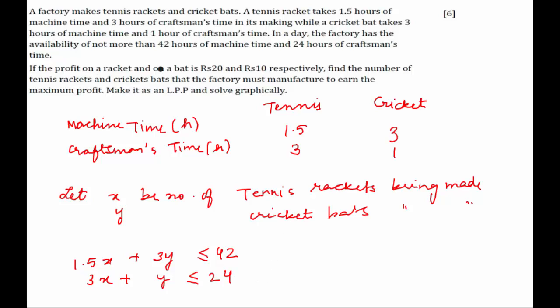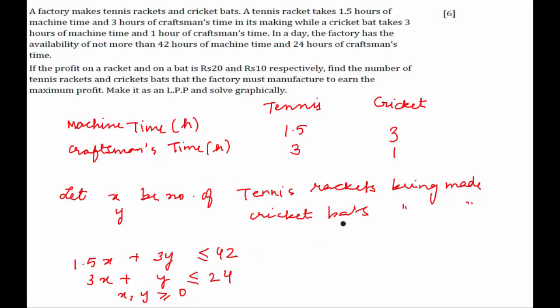Then they say that if the profit on a racket and on a bat are rupees 20 and rupees 10 respectively, find the number of tennis rackets and cricket bats that the factory must manufacture to earn maximum profit. Make an L.P.P and solve graphically. So these are the two equations. Also we know that X and Y should be greater than or equal to 0.